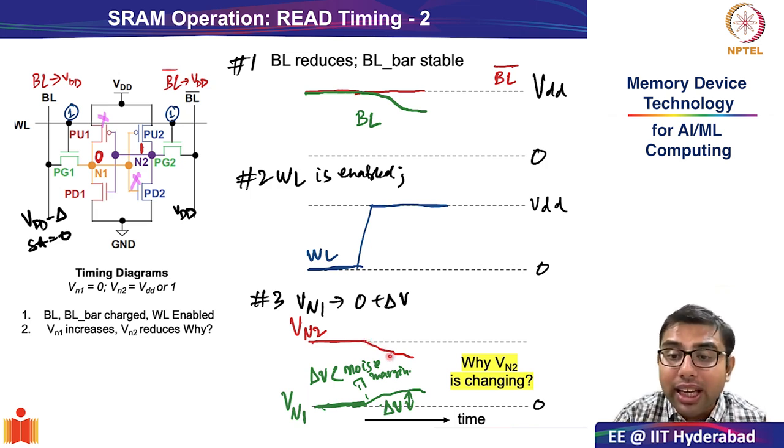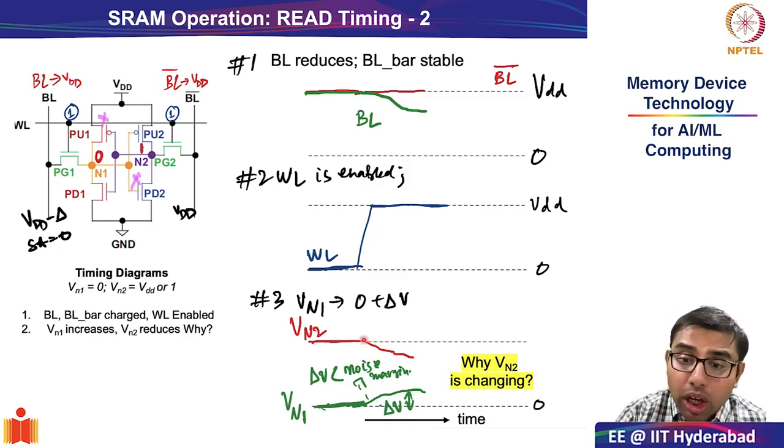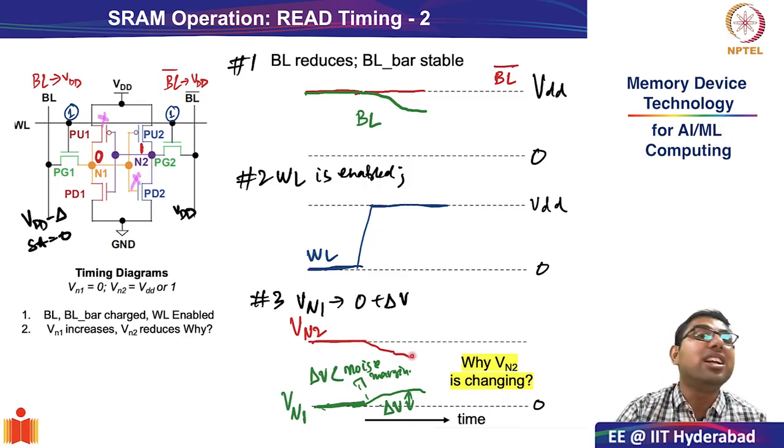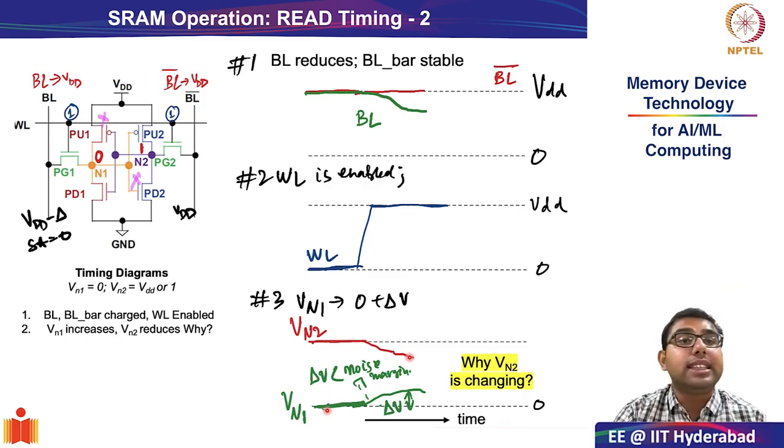Vn2 is going down from VDD to 0, is reducing from VDD to VDD minus some delta V dash. Okay. So why is this happening? Please take a moment to pause the video and think very carefully. Something that was not accounted for in the DC static analysis: we see in the timing analysis that Vn2 is also changing. Why do you think this is happening?